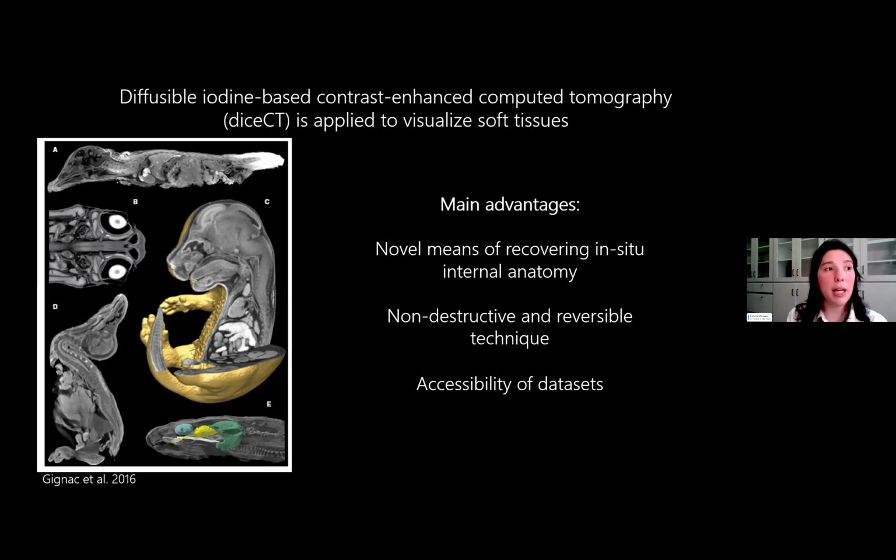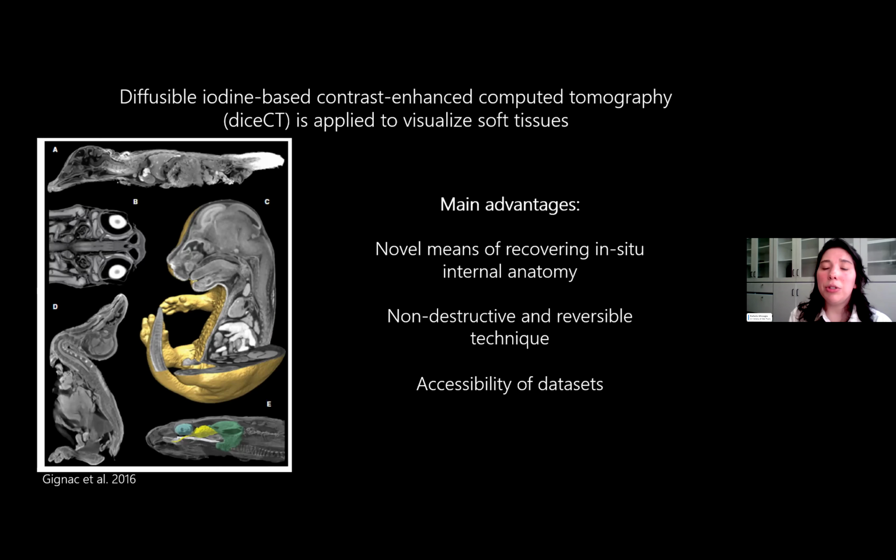And for us to be able to see more soft material, we need to use some contrast, in this case, iodine. And DICE-CT represents what we can call a novel means to recover in situ internal anatomy, because it gives us anatomical context and has been heavily used in the last few years to explore basically every morphological complex of vertebrates and also invertebrates.